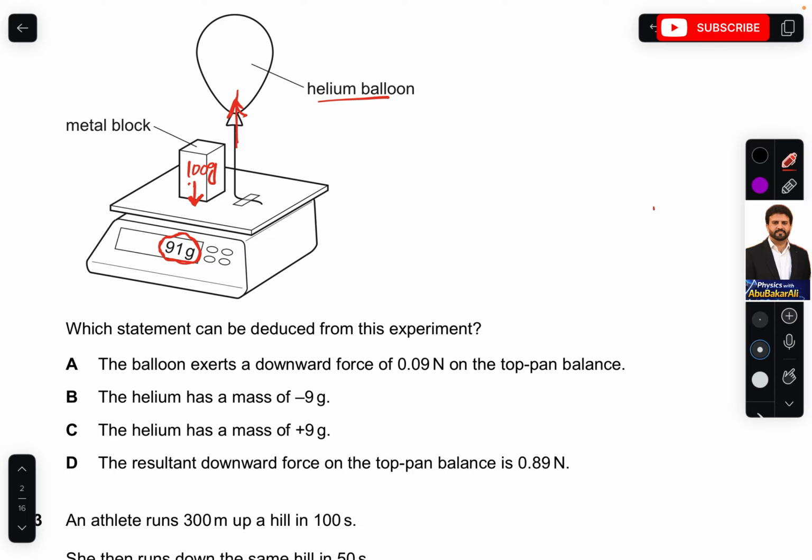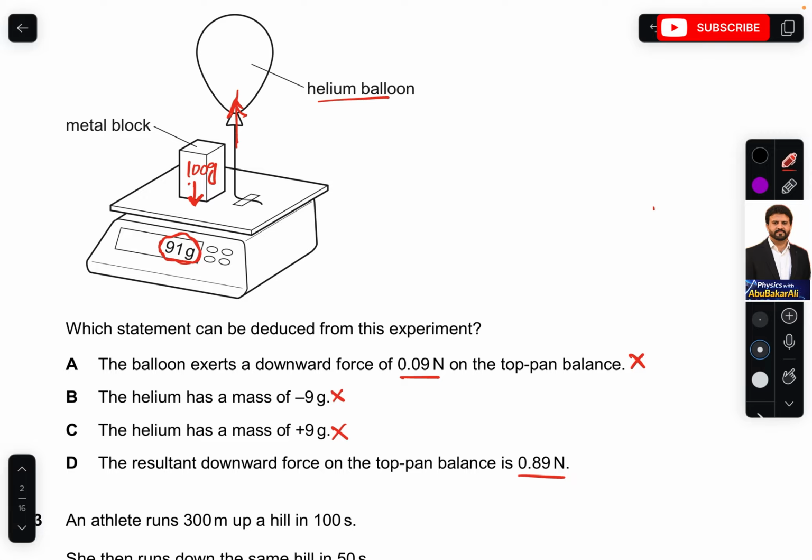So let's see what the options are. A: the balloon exerts a downward force of 0.09 newton on the top pan balance. No, the balloon is not exerting a downward force, it's exerting an upward force. It is incorrect. B: the helium has a mass of minus 9 grams. Mass is never negative, it is always positive. C: the helium has a mass of 9 grams. We don't know what its mass is; we can't get this answer from the given information. D: the resultant downward force on the top pan balance is 0.89 newton. We are only left with this option, but let's solve this.